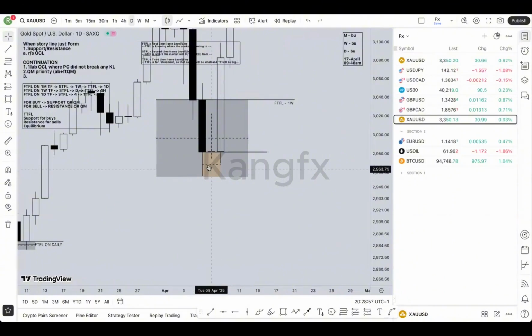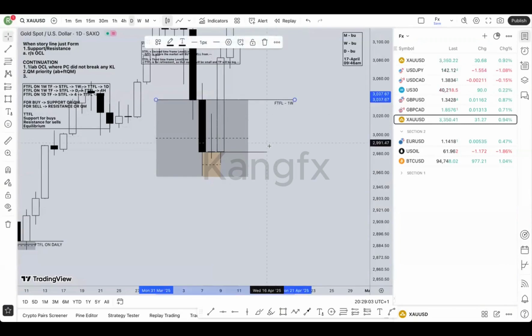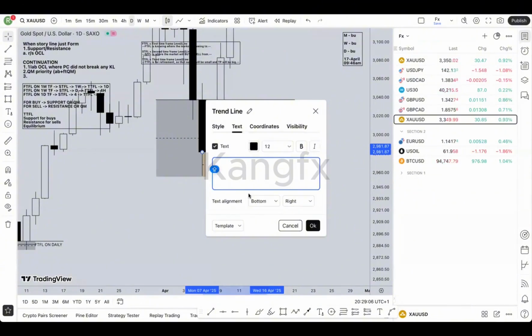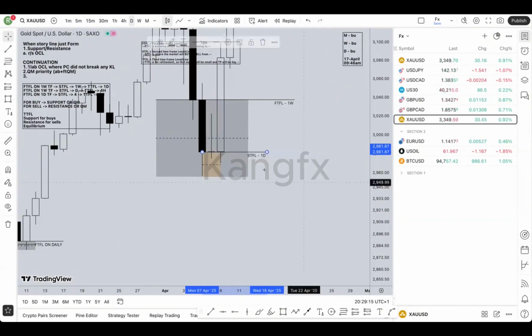Then inside here, what am I looking for when I go down to TTFL? Since the FTFL was on weekly, my STFL is on daily, 1 day. When I move down to 4 hour, inside here, my TTFL, what am I looking for? Since I'm buying, I'll be looking for supports or equilibrium. That's the only thing I'm looking for.